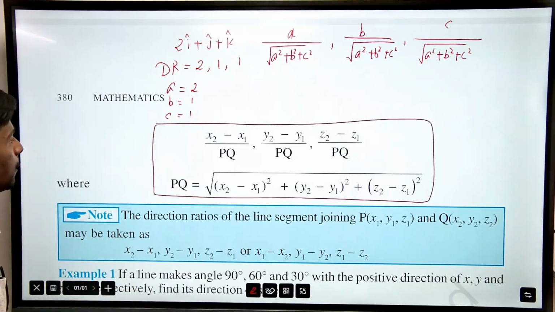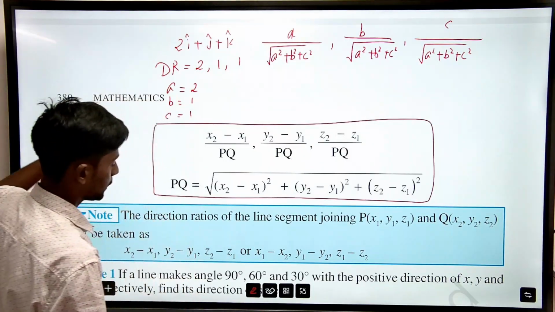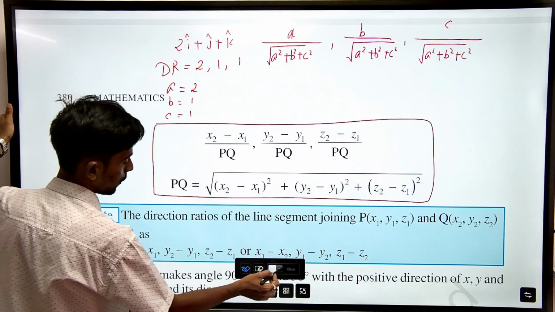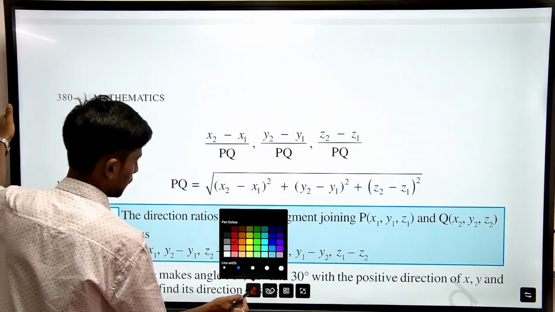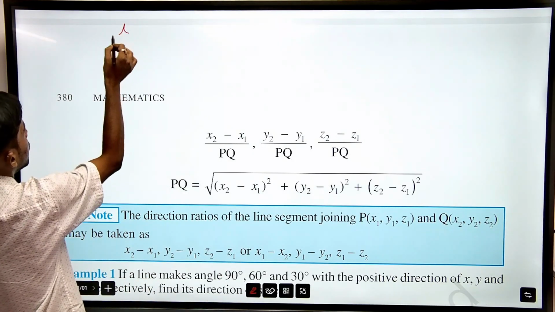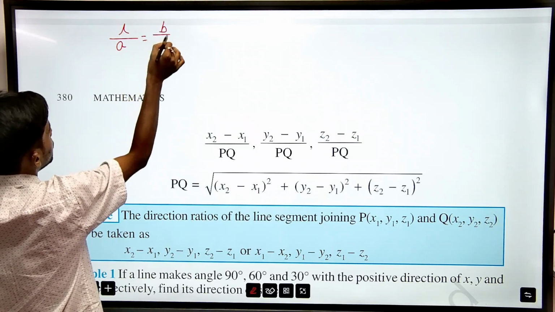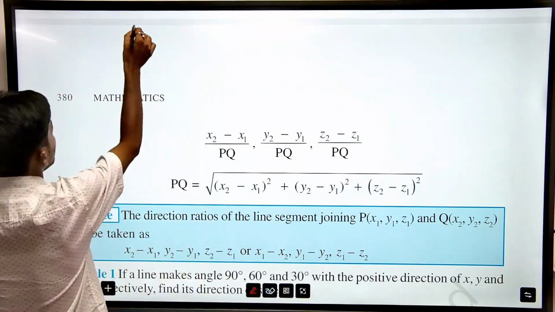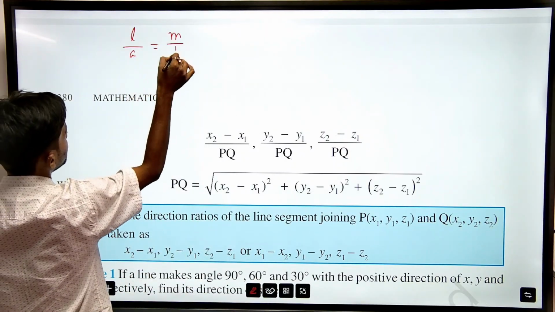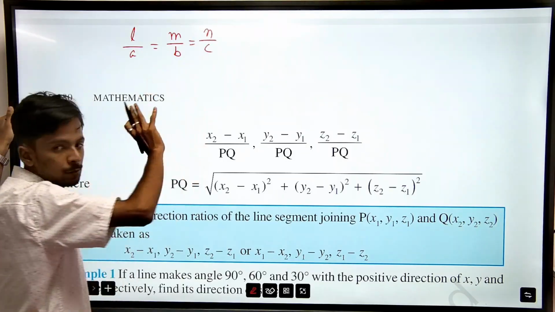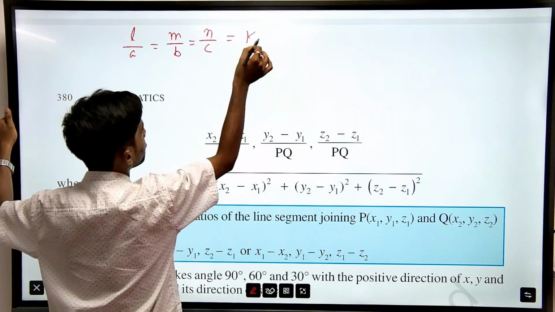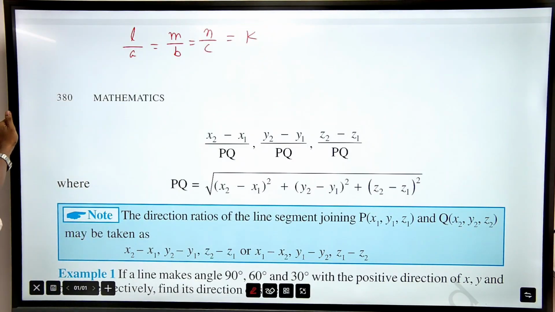ठीक है, ये कहाँ से आया वो भी देख लो एक बार, अगर देखना चाहो तो। बेसिकली क्या होता है, you already know about this thing, L by A equal to M by B, N by C, this will be equal because the direction cosines are proportional to the direction ratios. Yes or no? So you can write this is some, suppose K.